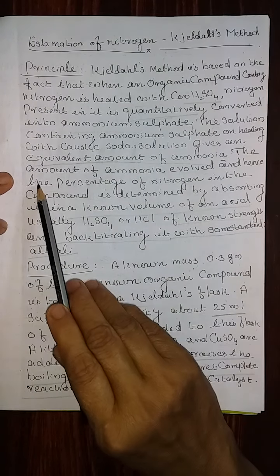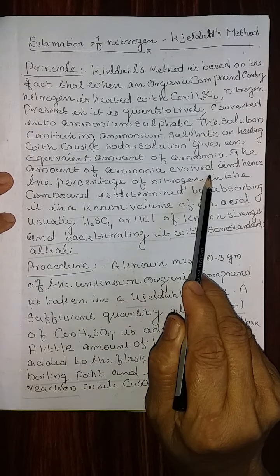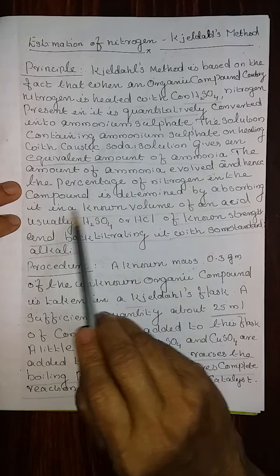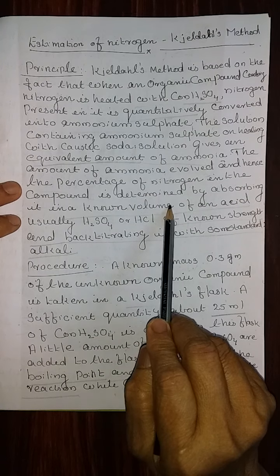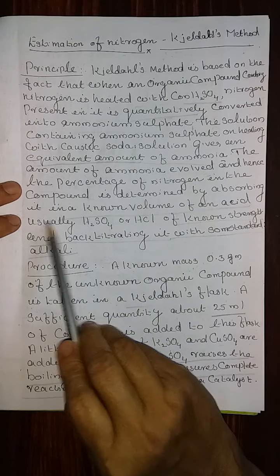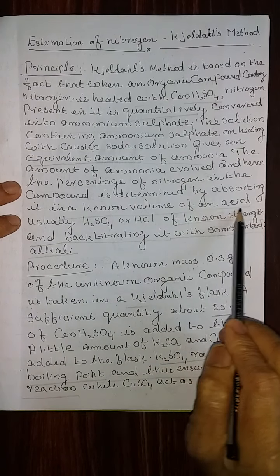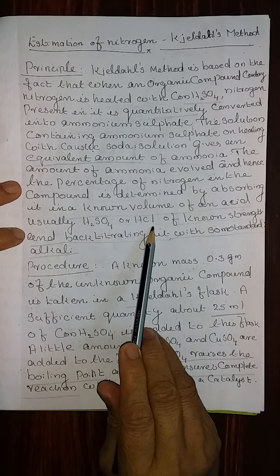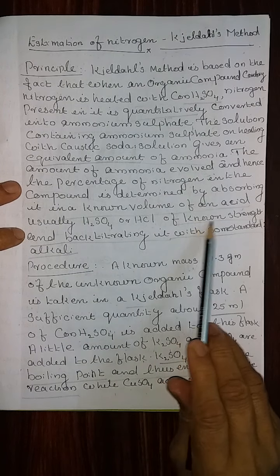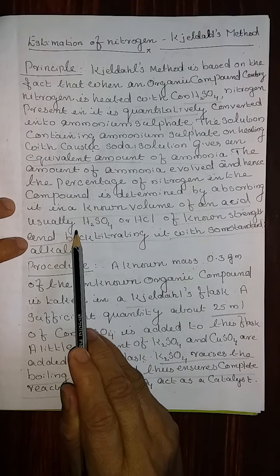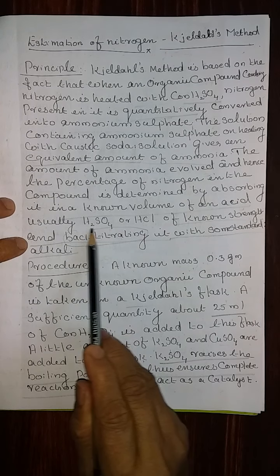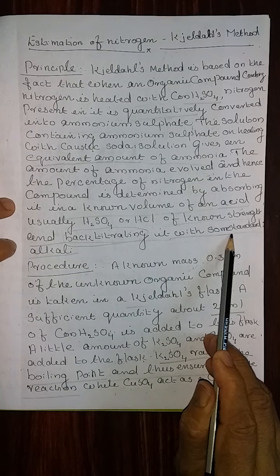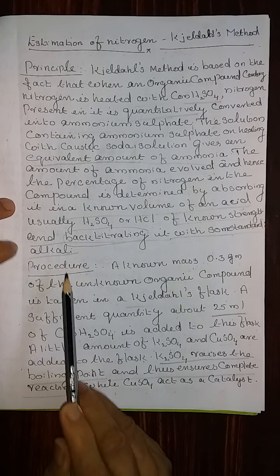The amount of ammonia evolved, and hence the percentage of nitrogen in the compound, is determined by absorbing it in a known volume of an acid, usually sulfuric acid or hydrochloric acid of known strength, and back titrating it with some standard alkali. You may not understand this word, I'll explain later.